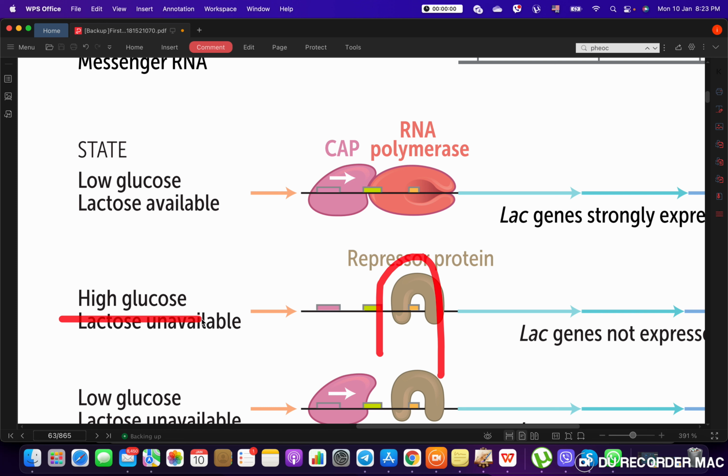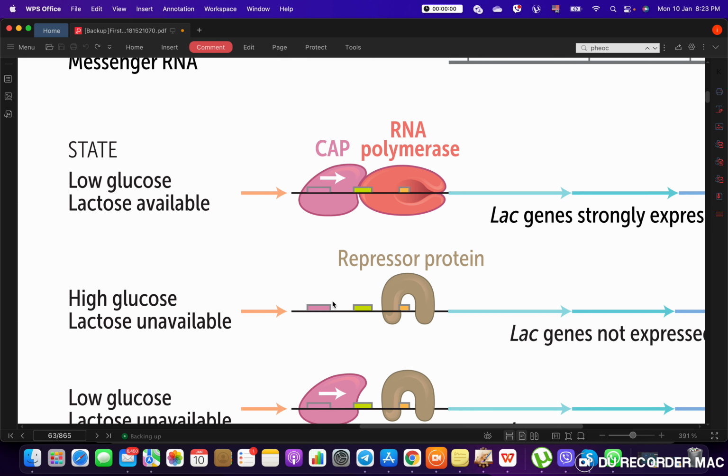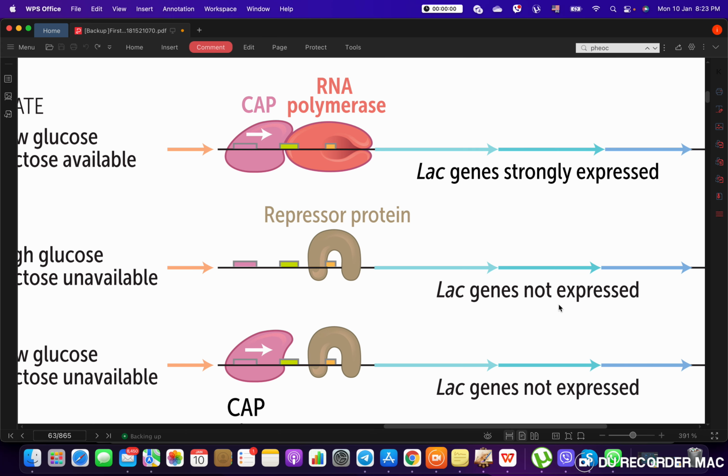It will go down. If it goes down, what is going to happen to the CAP? Will the CAP be activated? Nope, it will not. Absolutely correct. So you cannot see it here. So they say lac genes will not be expressed.